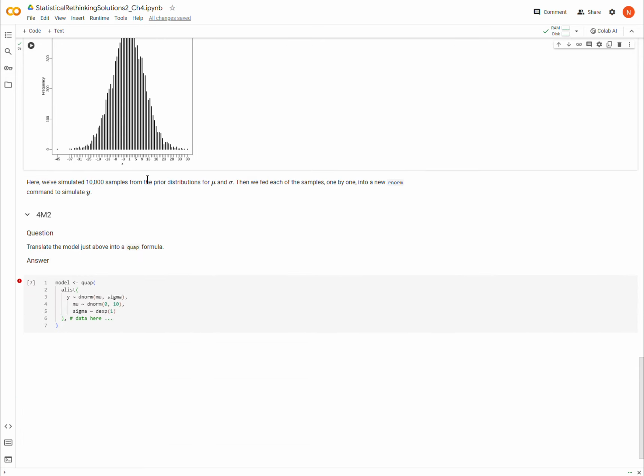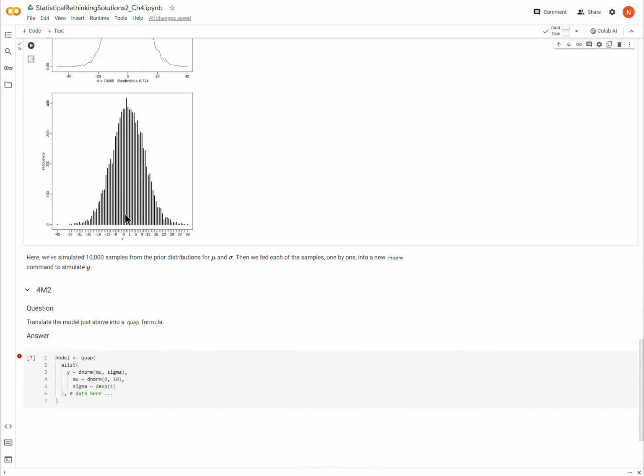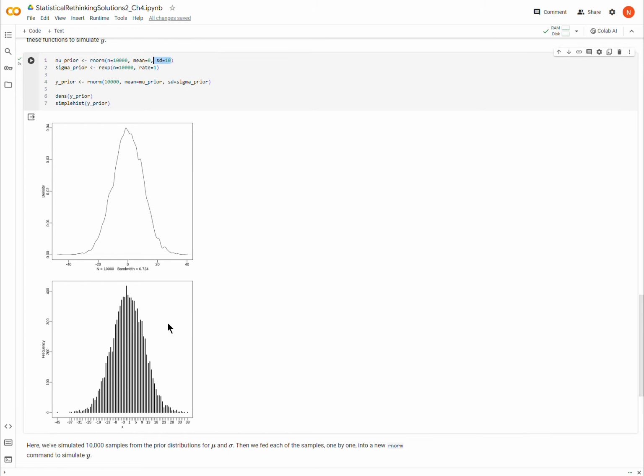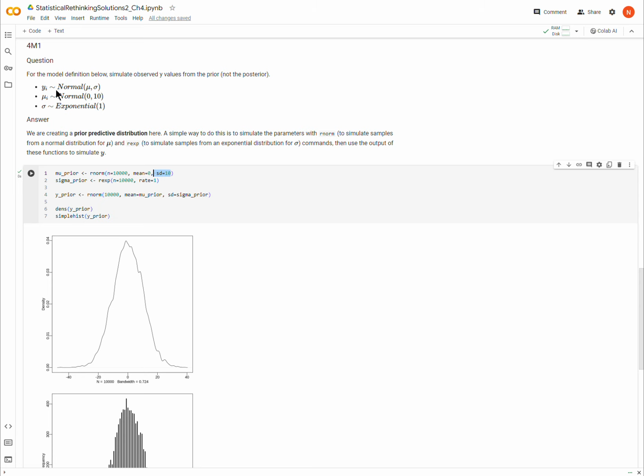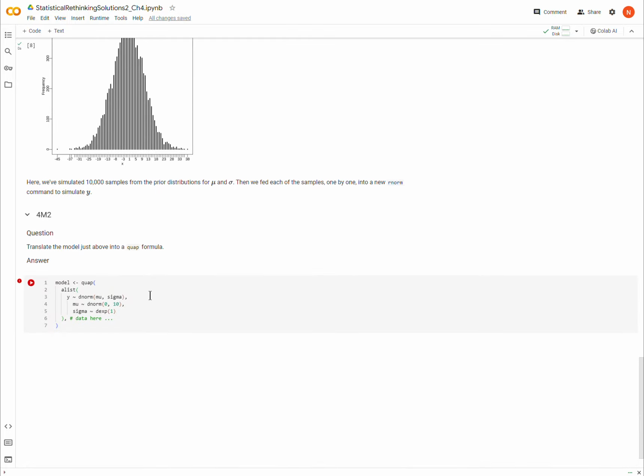Okay. Question 4M2 is to translate the model just above into a quap formula. Okay. So we're going to translate this into the notation that's used by the Rethinking software in R here. And so some of this is just dressing because this is how our models will look eventually. Okay. But really, this is the important part here.